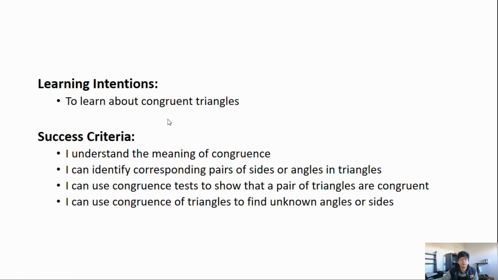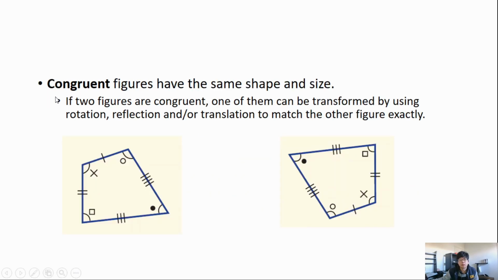Alright, so let's start off with the first success criteria, and that's to understand the meaning of congruence. Congruent figures have the same shape and size, and if two figures are congruent, one of them can be transformed by using rotation, reflection, and or translation to match the other figure exactly. So this is an example here. If I rotate one of these two images, they will be exactly the same. So that's kind of what congruent means.